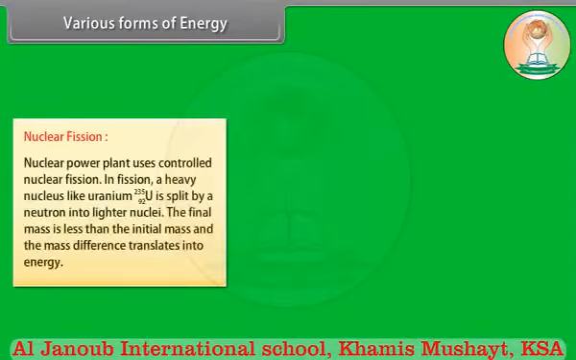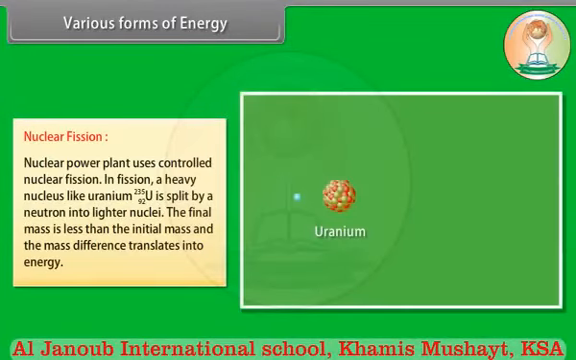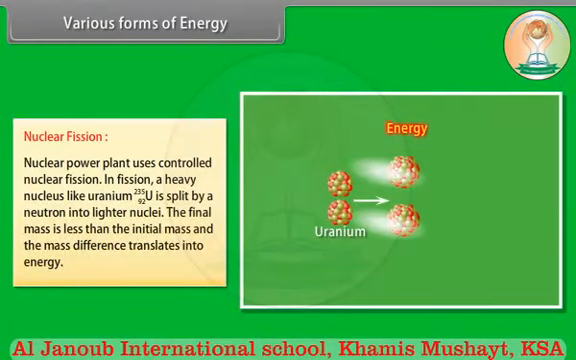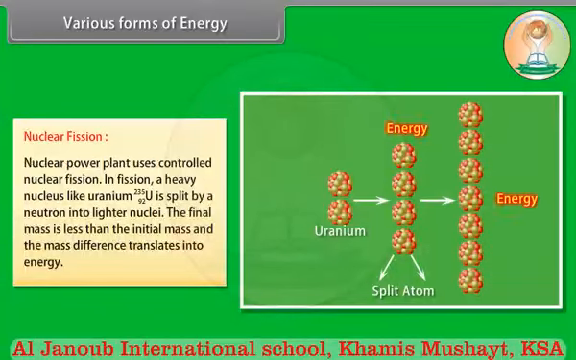Nuclear fission. A nuclear power plant uses controlled nuclear fission. In fission, a heavy nucleus like uranium-235 (92 protons) is split by a neutron into lighter nuclei. The final mass is less than the initial mass, and the mass difference translates into energy.